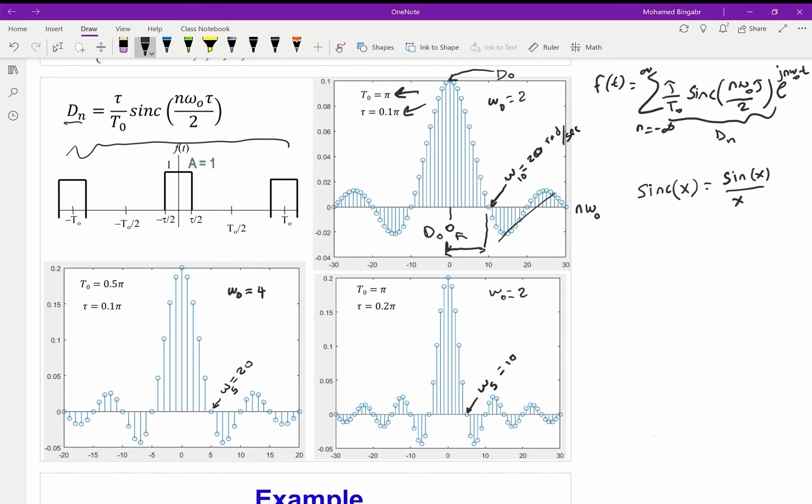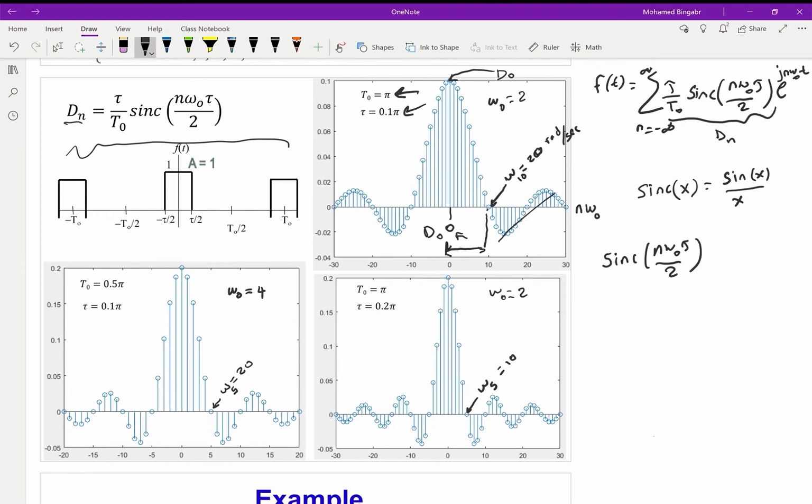So if I want to find the main loop, that means it's the first time the sinc function goes to 0. So it will be 20 radians per second. That is the first time the sinc function goes to 0. So how did we find that? Well, that's coming from dn. Let's find the sinc of n omega 0 tau over 2.